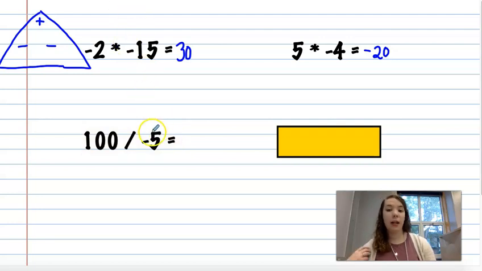100 divided by -5. This slash is also division. If it was a fraction like 100 over -5, that's also division. But 100 divided by -5, we have 1 of each, so our solution is negative. 100 divided by 5 is 20.